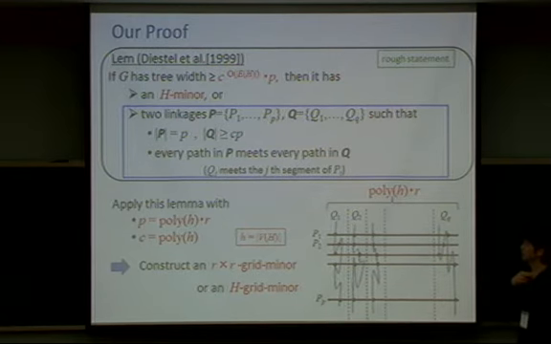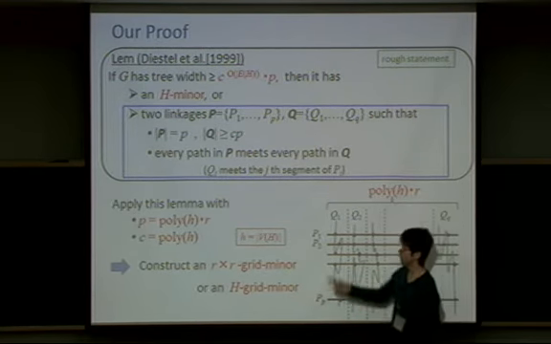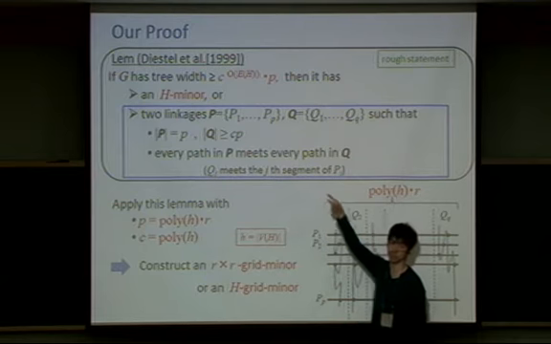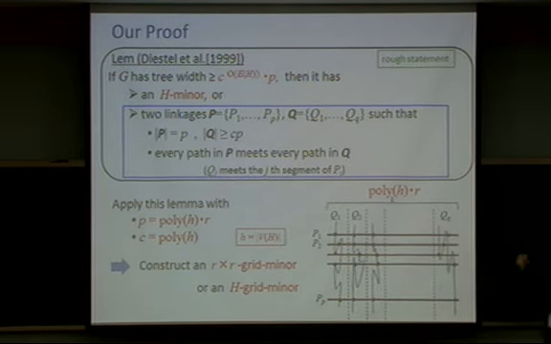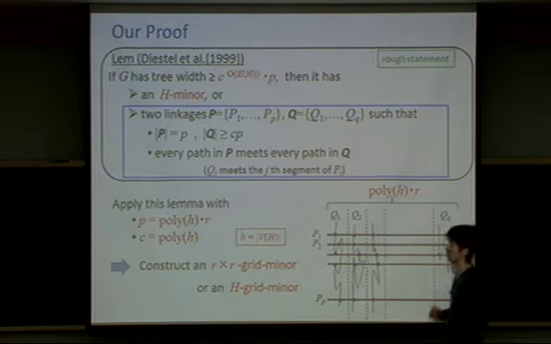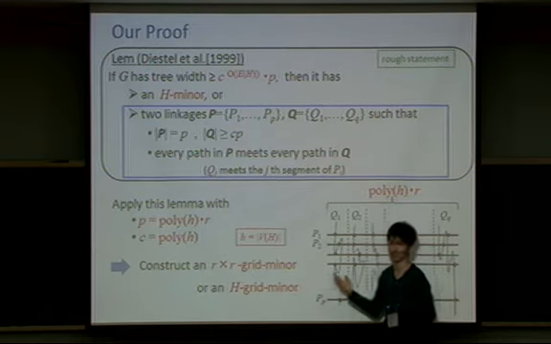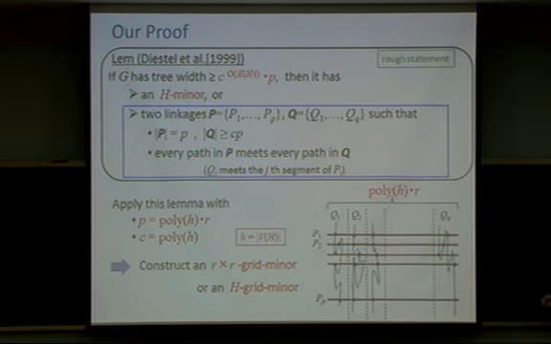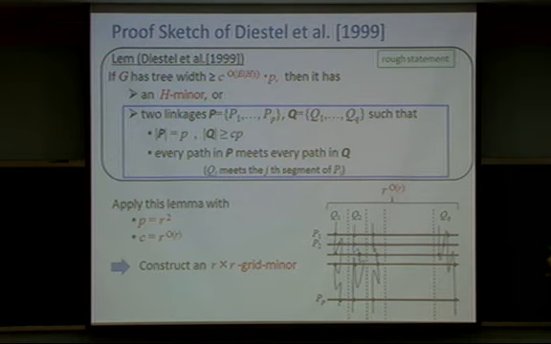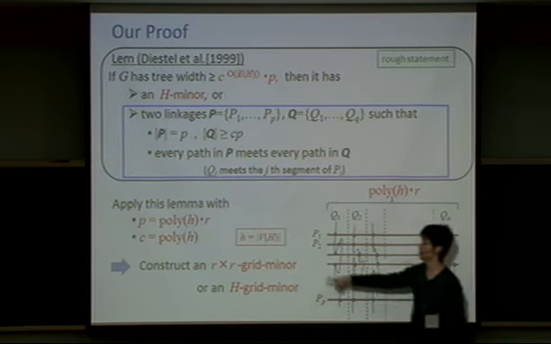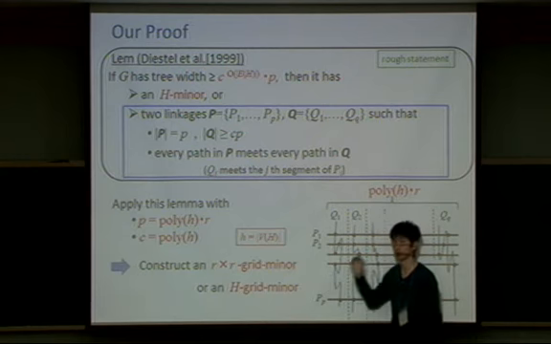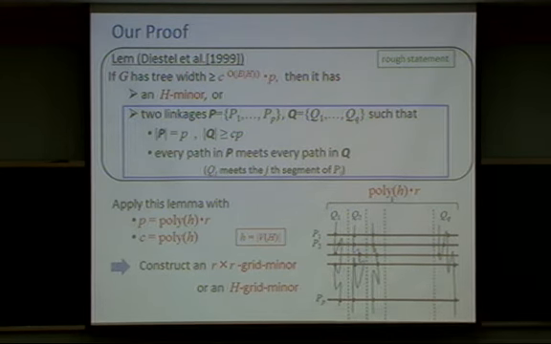Okay. And in this case, if we have the first conclusion, then everything is okay. And if we have the second conclusion, then by using these two linkages, we want to construct an R times R grid minor or an H minor. So in the original proof, they find an R times R grid minor. So in our proof, we construct a grid minor or an H minor. Okay. This is the difference.